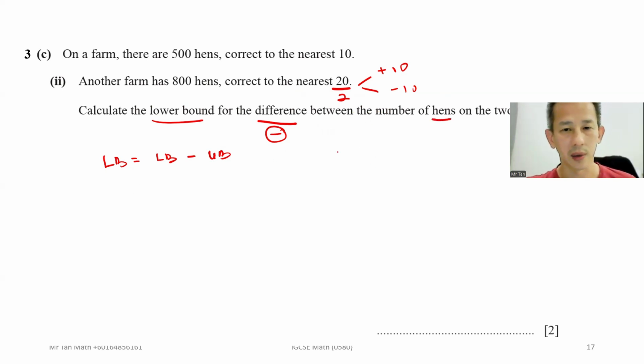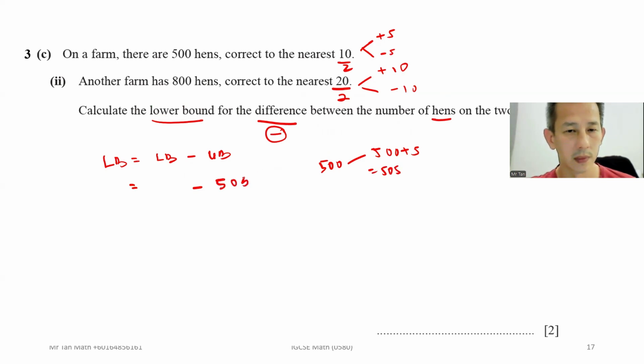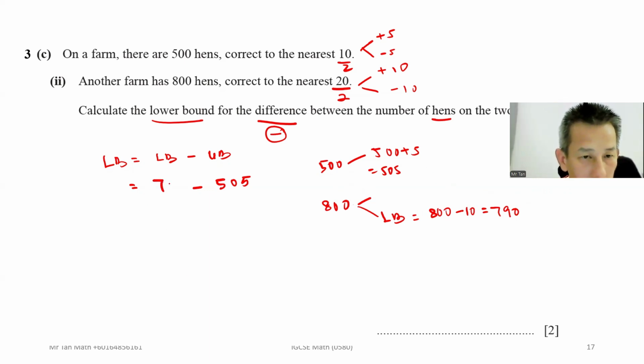First we take the 500. What is the upper bound? You need the upper bound just now, which is 500 you plus 5. This is plus minus 5 over 2. So you get 505. For the 800, you need a lower bound that equal to 800 minus 10 that equal to 790. So you minus 790, you get 285.